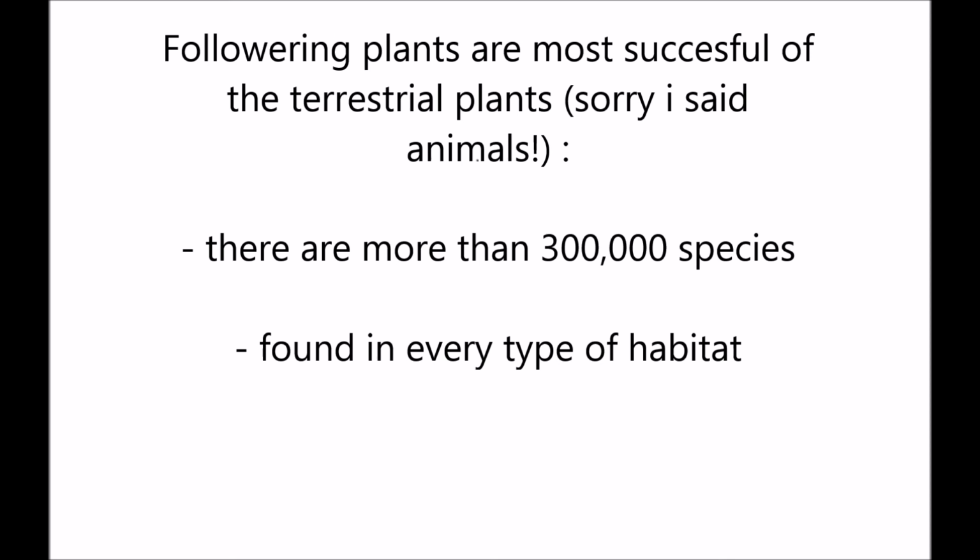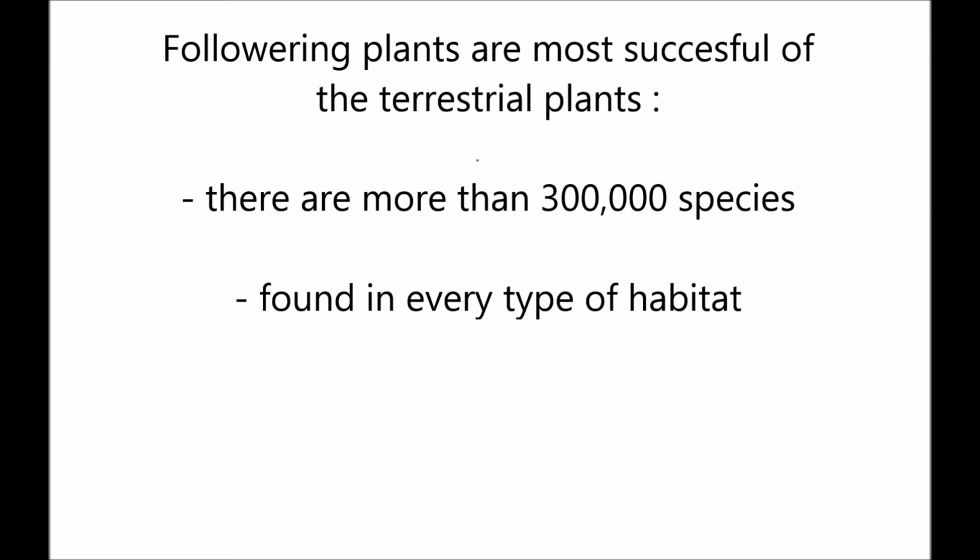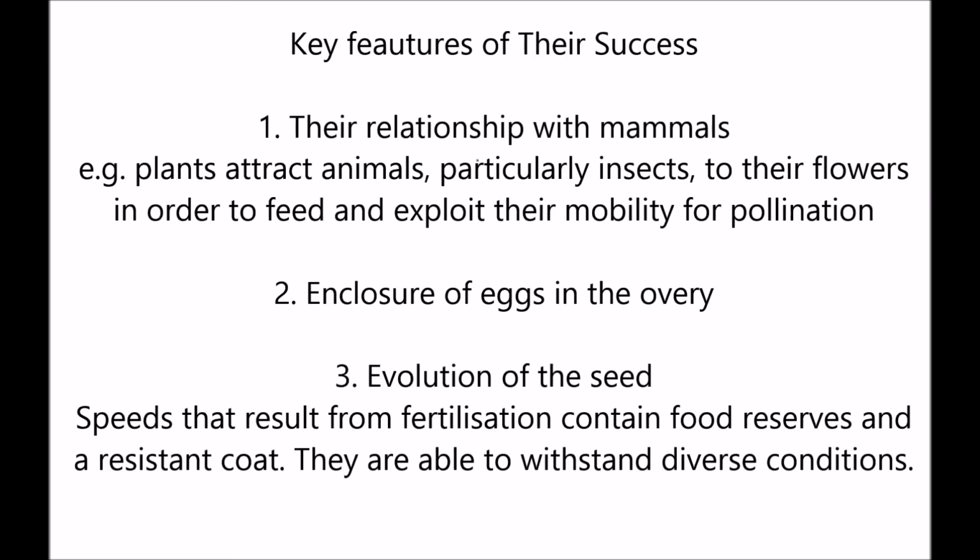The flowering plants are the most successful of terrestrial plants. They are found in nearly every type of habitat, and there are over 300,000 species. Key features of their success: their relationship with animals. For example, plants attract animals, particularly insects, to their flowers in order to feed and exploit their mobility for pollination. The enclosure of the eggs in an ovary. This obviously keeps them safe.